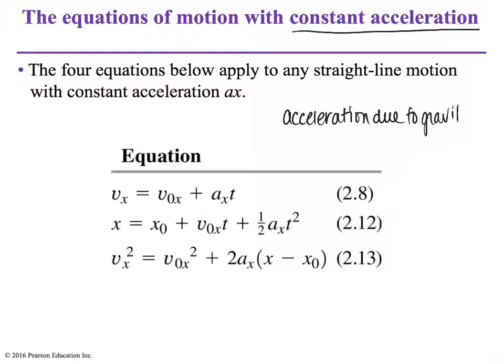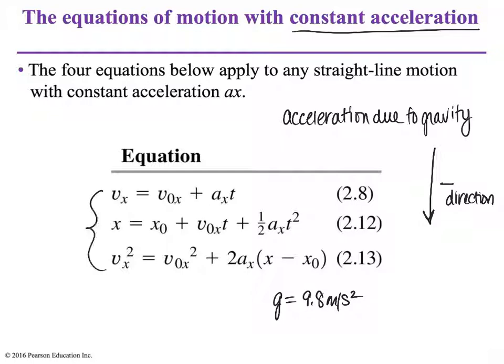Now, we should know that when objects are falling, they accelerate towards the surface of the Earth. This is usually defined as the negative direction, and that's the direction of the acceleration of gravity. The magnitude of the acceleration of gravity is 9.8 meters per second squared. Notice that in our kinematic equations, we would be replacing the value of acceleration by the acceleration of gravity.